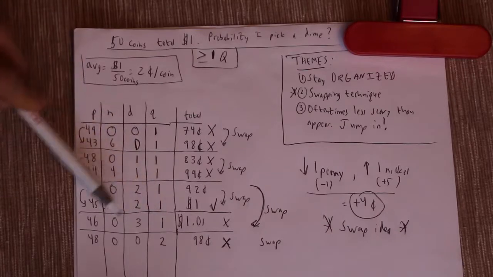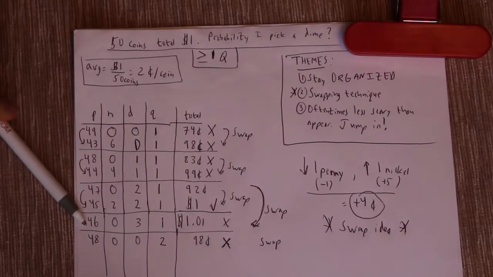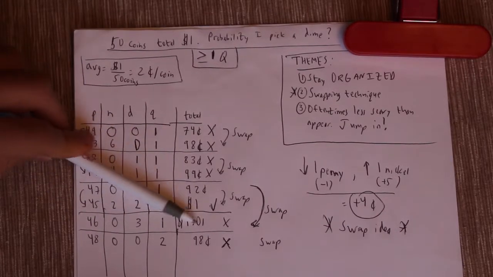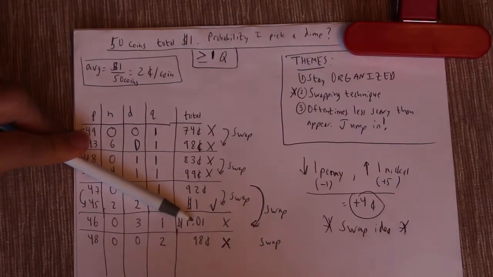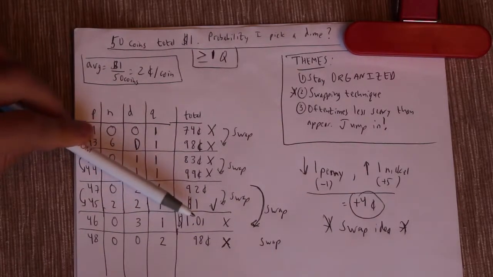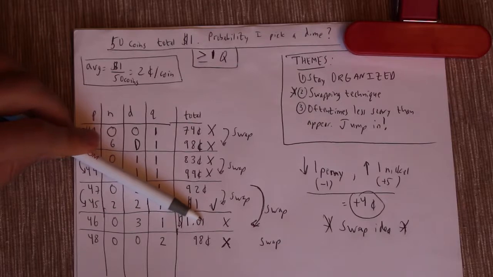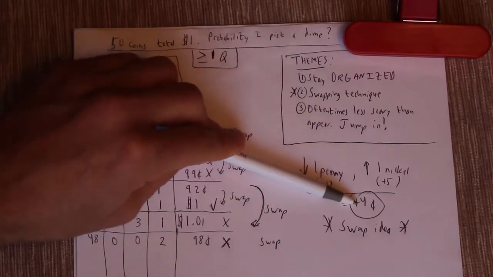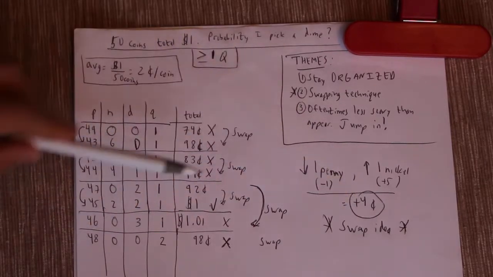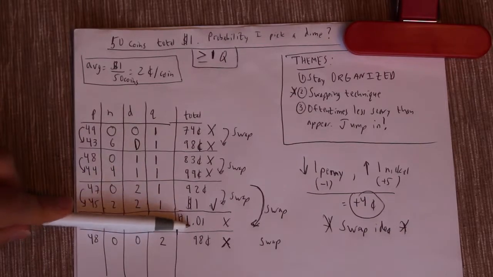So let's start 1, 3, 0, 46. What is the value of this? $1.01. Now this time I won't even bother swapping because we know we're 1 cent away. And by swapping pennies and nickels, we can only move up or down by 4 cents. So this is going to fail because we're off by 1 cent, and 1 is not divisible by 4.